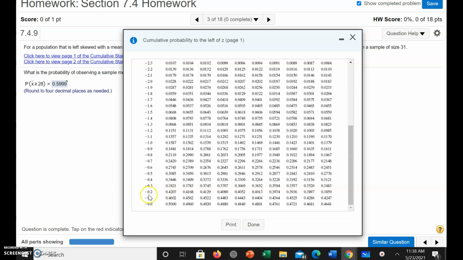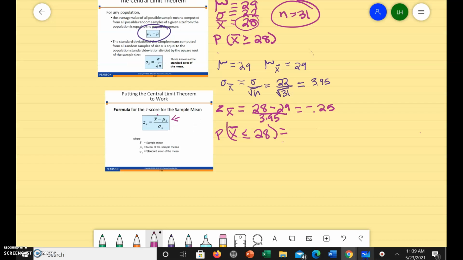So now here's negative 0.20, 21, 22, 23, 24, 25. So 0.4013. And that is the probability that the sample mean is less than or equal to 28, or if you want to write it as a z, z less than or equal to negative 0.25.